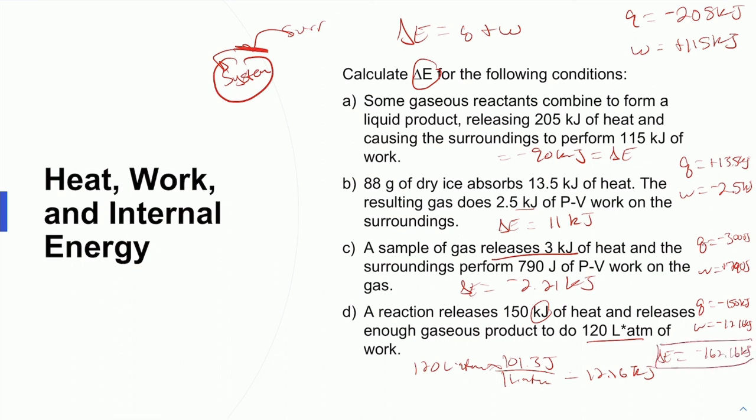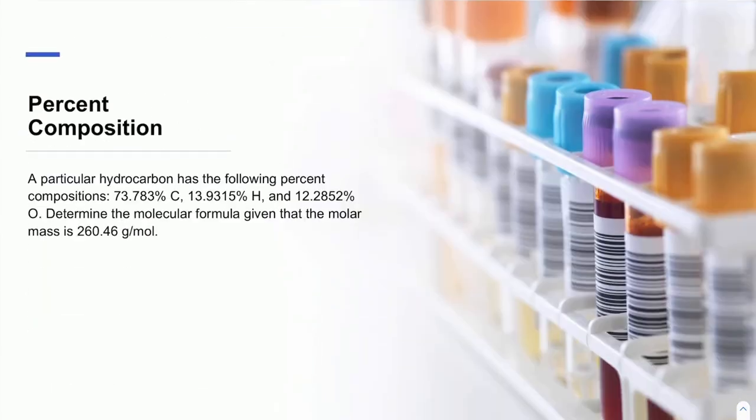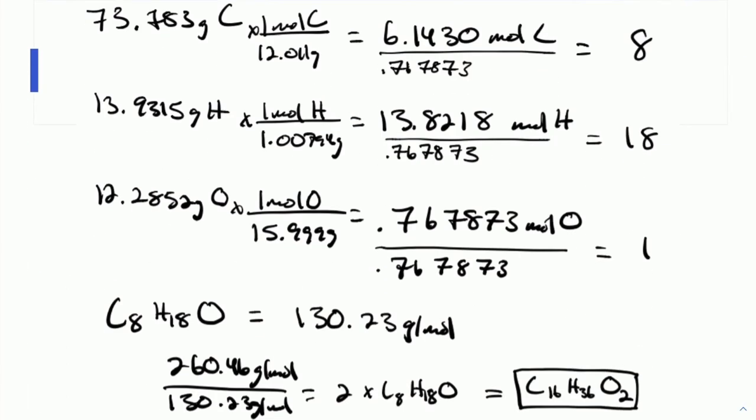All right, in this next problem, we're going to be reviewing principles that we've done in combustion analysis and other things to find an empirical and molecular formula, okay? So it says a particular hydrocarbon has the following percent compositions: 73.783% carbon, 13.9 percent hydrogen, and the remainder percent oxygen, okay? Determine the molecular formula given that the molar mass is 260.46 grams per mole. Again, this is kind of a review, but remember, we find the mass of each one of them, and we convert each percentage into a mass, right? This was 73.78%, and this was 13.93%.